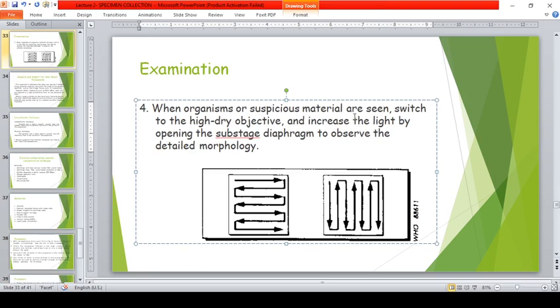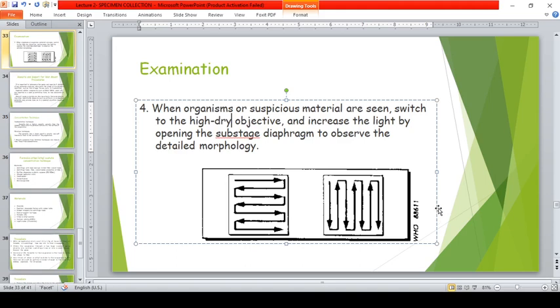When organisms or suspicious materials are seen, switch to a high dry objective. So HPO, that is why it says high dry objective. The oil objective is also high, but that is not dry because it uses oil. Increase the light by opening the substage diaphragm to observe a detailed morphology. Either like this or up and down. So this is a systematic examination.